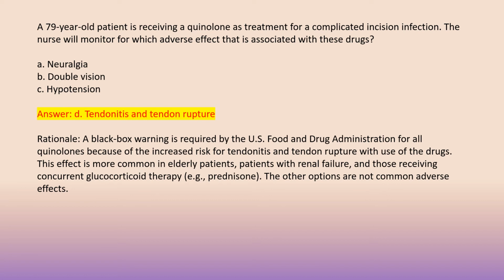Answer: D. Tendinitis and tendon rupture. Rationale: A black box warning is required by the U.S. Food and Drug Administration for all quinolones because of the increased risk for tendinitis and tendon rupture with use of the drugs. This effect is more common in elderly patients, patients with renal failure, and those receiving concurrent glucocorticoid therapy, e.g., prednisone. The other options are not common adverse effects.